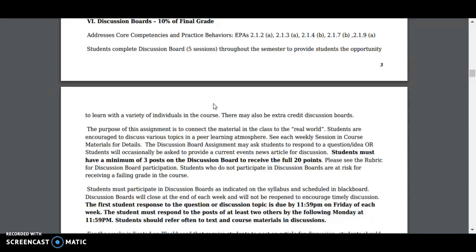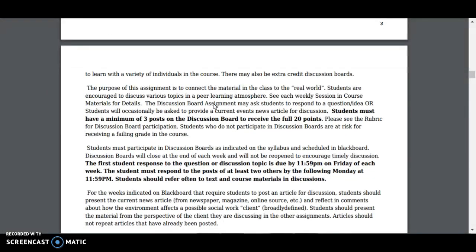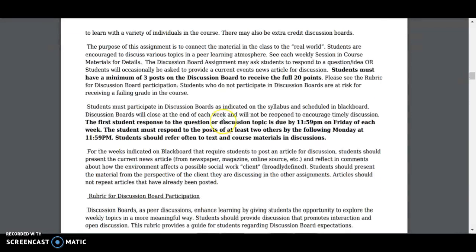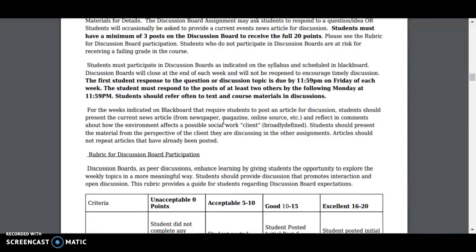There are some very specific instructions here about discussion boards and what is expected. You are expected to have a minimum of at least 3 posts. That means you will respond to the question or whatever you need to respond to on the discussion board by the Friday of each week. And then you have until Monday to respond to 2 other people. But your initial part is due on Friday, and the 2 other people is due by Monday. And as long as you complete all 3 by Monday night at 11:59, you will be doing well. Be sure and read this for detail.